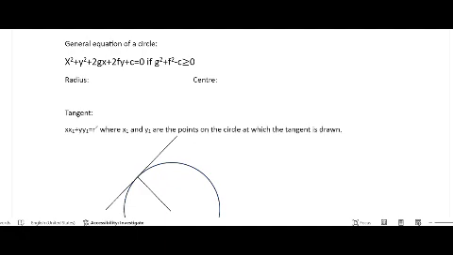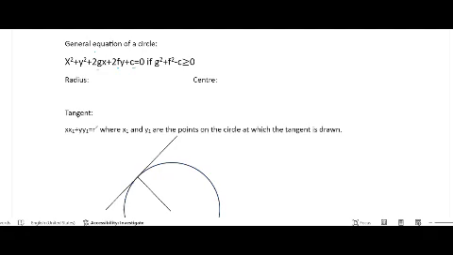In exercise 6.2 part, all you need to know is the general equation of the circle. Alright, so this is the general equation of a circle: x square plus y square plus 2gx plus 2fy plus c is equal to 0. Now g, f and c will be constants. So your only unknown variables are x and y over here.